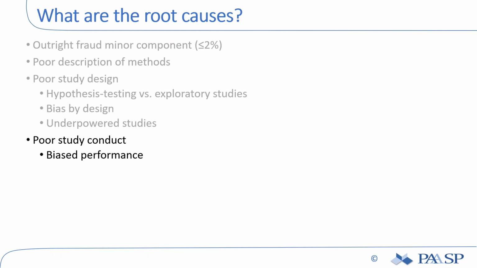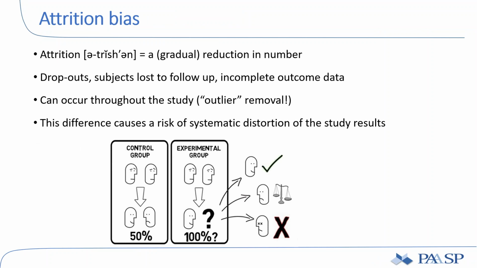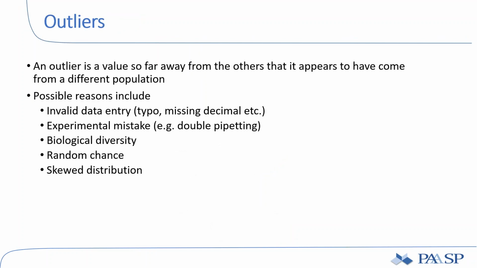Let me come to study conduct. One of the key problems here is attrition. Attrition is a gradual reduction in number. These can be dropouts, subjects lost to follow-up, or incomplete outcome data, and it occurs throughout the study. One key issue is when we as investigators actively eliminate values from the data sets. And that's often called outlier removal. And that can systematically change and distort the study results.